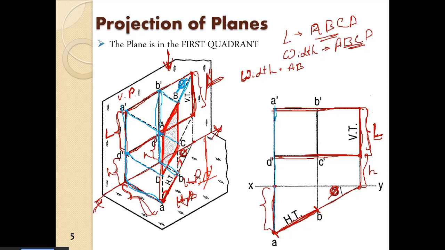Similarly, from point B we draw the projection here. All right, so from the point B we draw the vertical line here. So ultimately we see that the intersection point of the horizontal trace and the vertical trace is the projection of the plane on the vertical plane, right? Plane ABCD. So we have the plane ABCD.